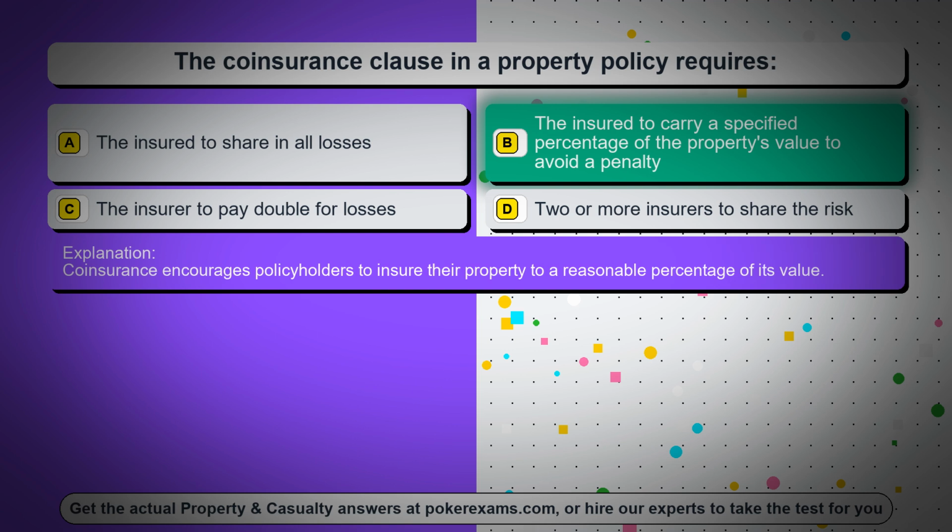Co-insurance encourages policyholders to insure their property to a reasonable percentage of its value.